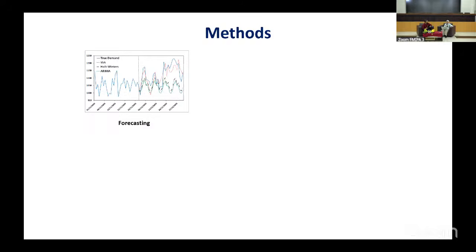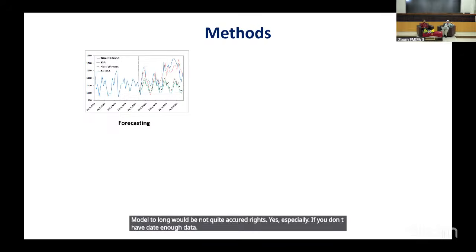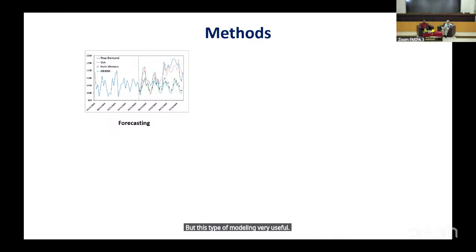And this type of modeling is used quite a lot in healthcare. Why? Because we want to know the trend of incoming patients in 5 years, 10 years. No, maybe that's too long. Well, you know best, because if we model too long, it could be not quite accurate, right? Yes, especially if you don't have enough data. But this type of modeling is very useful and very much applied in healthcare, to model any demand coming, any facility needed, something like that.